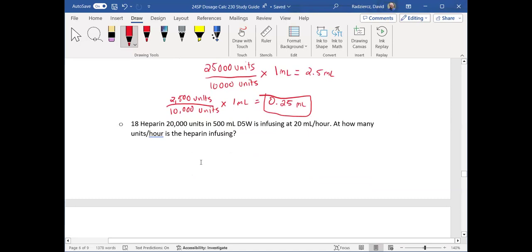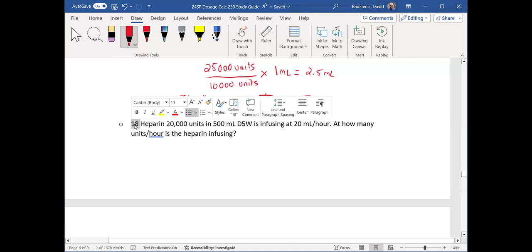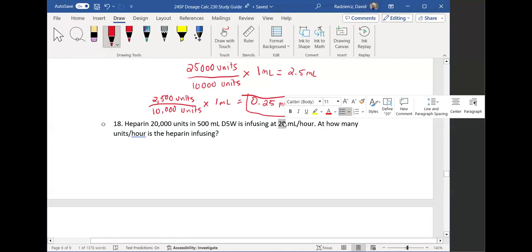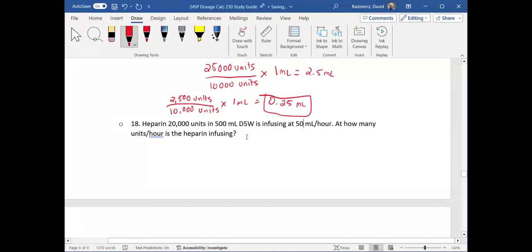All right, let's look at this one. Let's see if we can change this question up a little bit. Heparin 20,000 units in 500 ml, infusing at 20 ml per hour. How many units per hour is heparin infusing? So instead of 20 ml, let's make this 50 ml per hour. Just change it up a little bit.